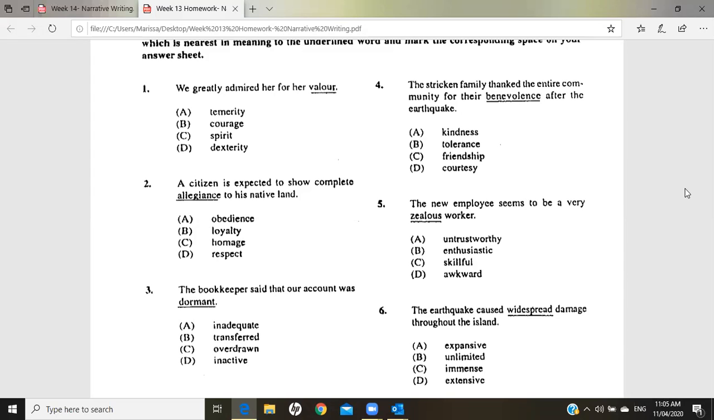And the last one for you, number six. The earthquake caused widespread damage throughout the land, the island. B, unlimited. Not unlimited. A. D? Yes, the answer is D, extensive. Good. Thank you, Sushmita. Anybody got all six correct?